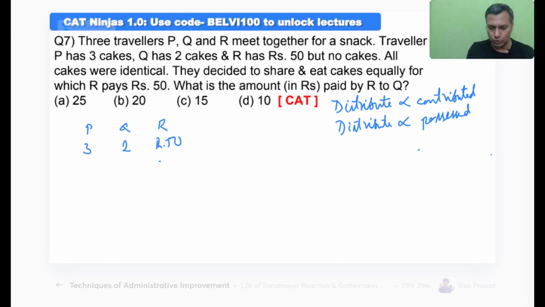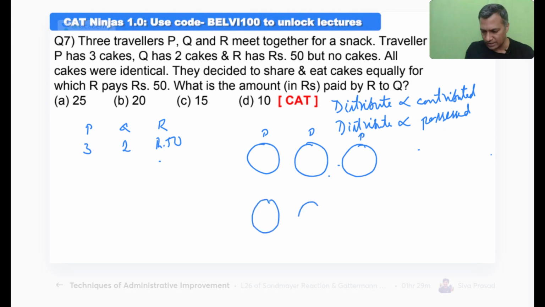That is the point there. Let me draw the diagram to explain it to you. Say these are the 3 cakes which belong to P, and these are the 2 cakes which belong to Q. Each cake they cut into three equal pieces. Why? Because they decided to eat equally. They took a knife and said, five cakes, how to eat equally? So let's take each cake and divide it into three pieces.